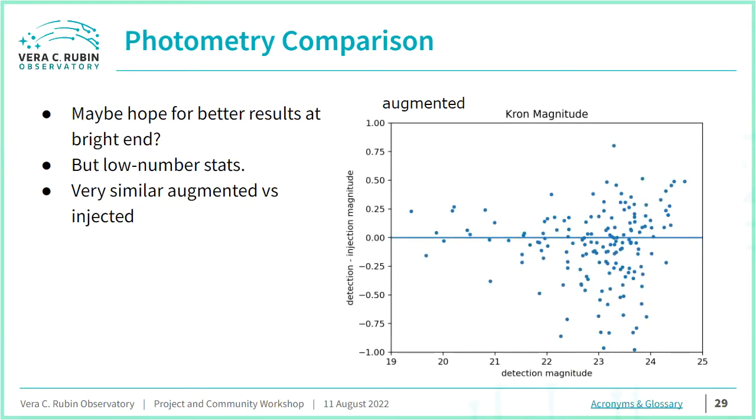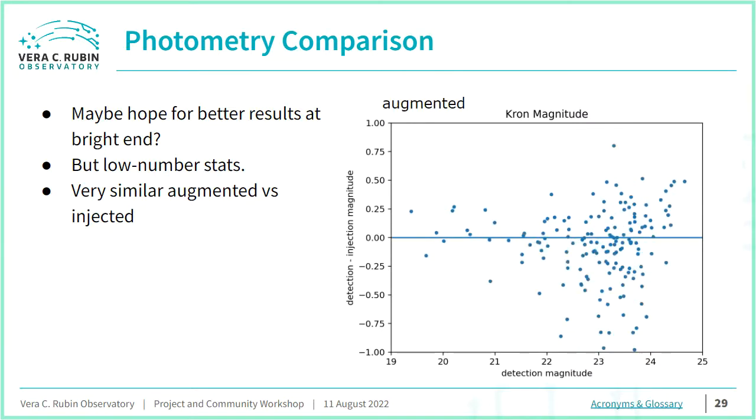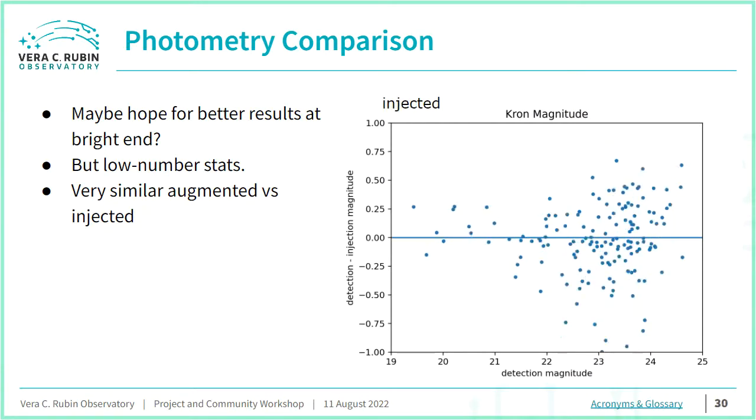Here's another example. This is for photometry. This is one of our many, maybe not the best possible ways of measuring photometry, using a Kron magnitude for galaxies. But again, the critical part is, is it the same when you use the new simulation versus running the source injection pipeline? And yes, there is some scatter, but you get more or less the same set of points. So it looks like things are stable in that measurement too.